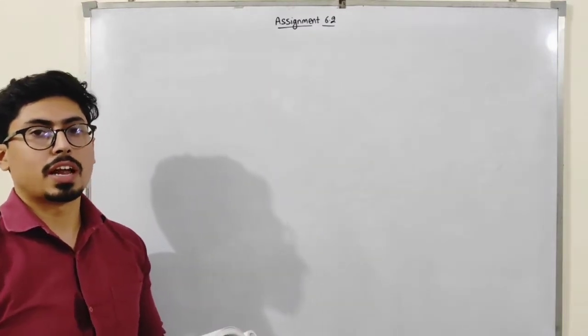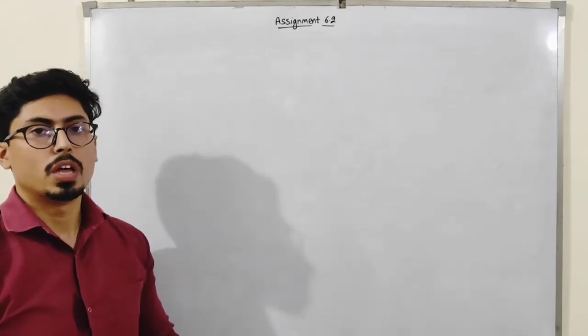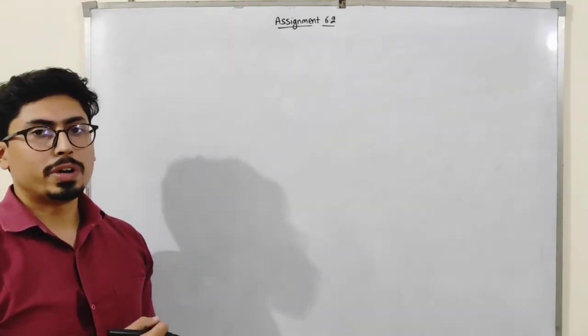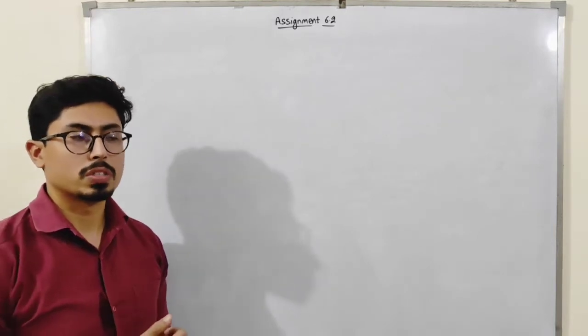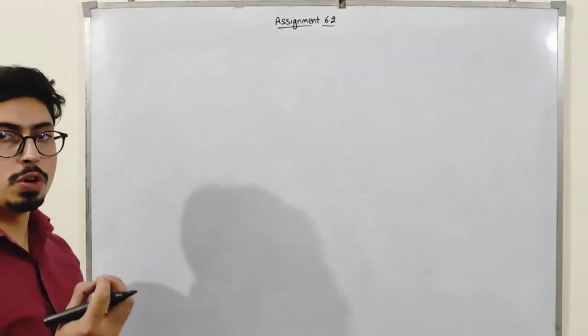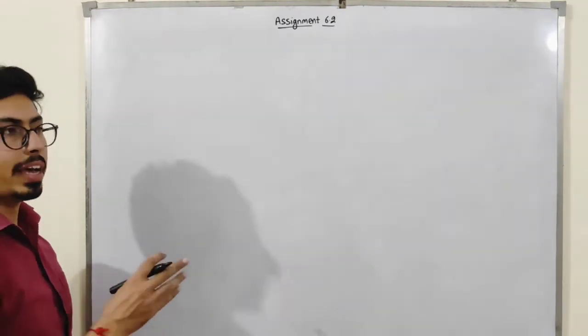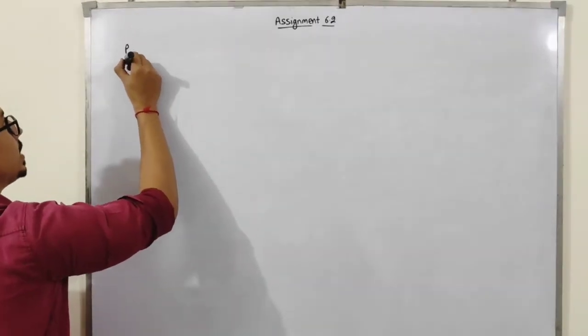Students, in today's class, we're going to discuss the next assignment, that is assignment 6.2. Assignment 6.2 basically deals with profit and loss. Before starting this assignment, I'm going to discuss a few of the terms that I will use in this particular assignment, students.